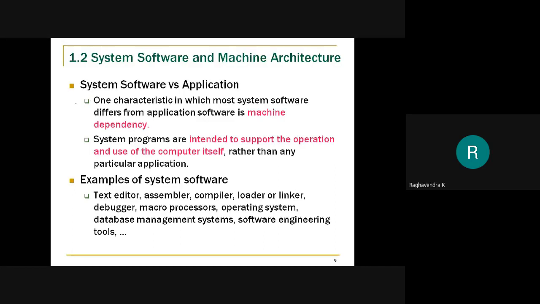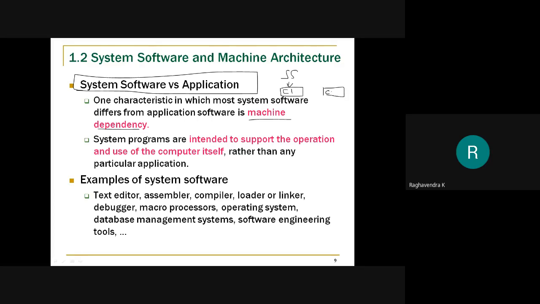Now, of course, we need to know the difference between application software and system software. One of the major differences between application software and system software is machine dependence. So what do you mean by machine dependence? Machine dependency means, for example, if I have developed a system software for a computer system, let me say C1, and I try to run that same system software on some other machine with a different architecture, then it may not run.